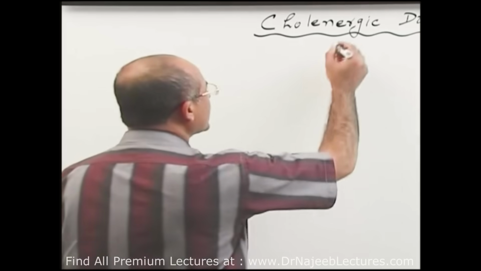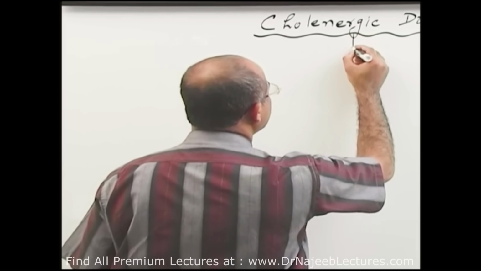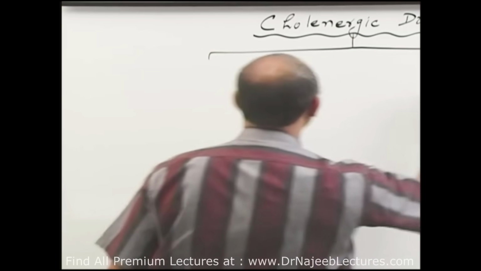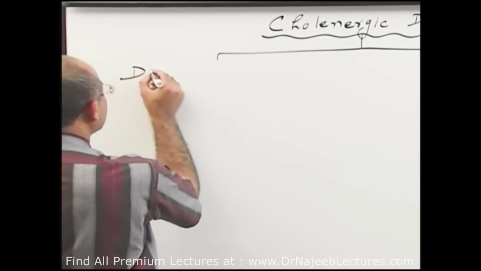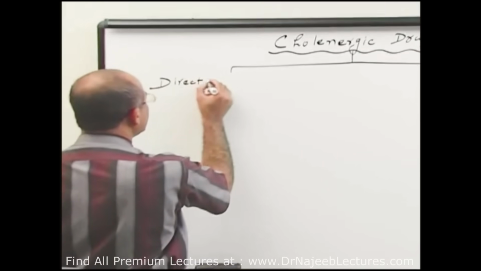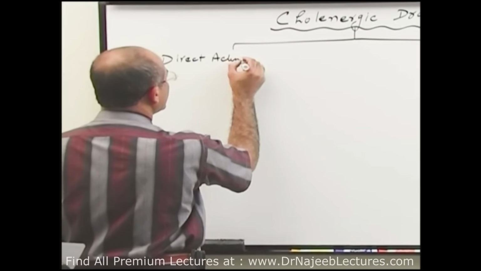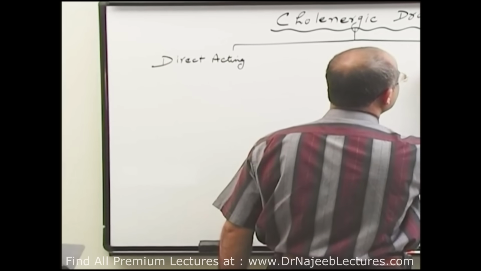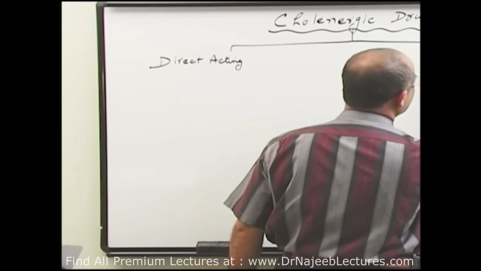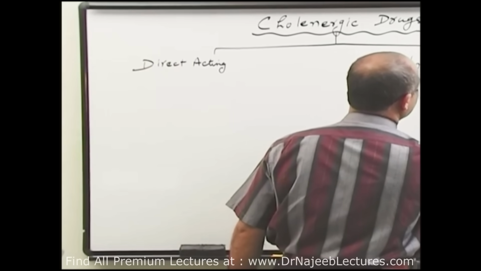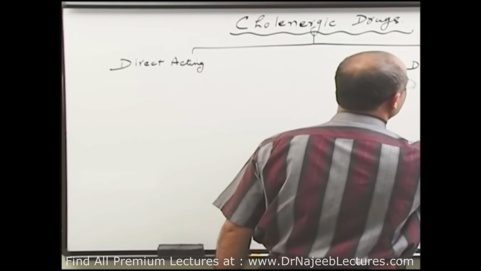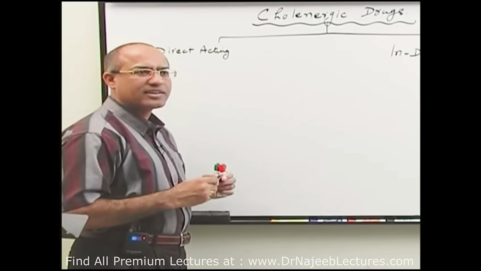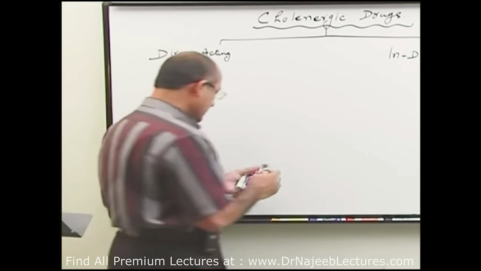Now, cholinergic drugs are primarily classified as direct-acting cholinergic drugs and indirect-acting cholinergic drugs. Now, what is the real difference between the direct acting and the indirect acting?